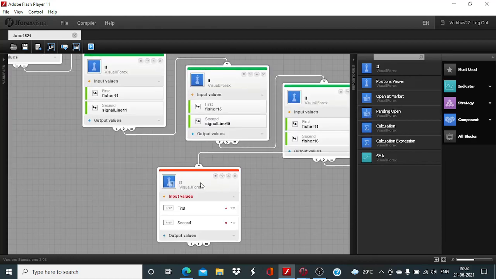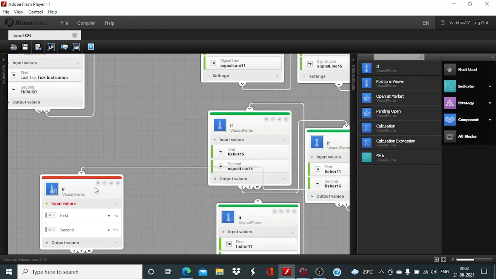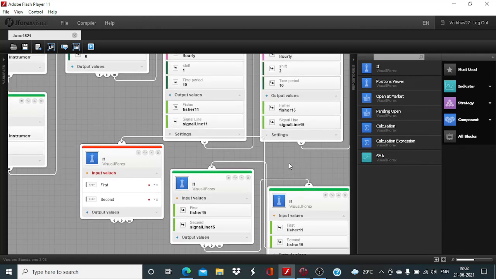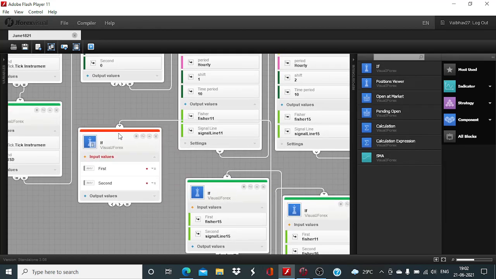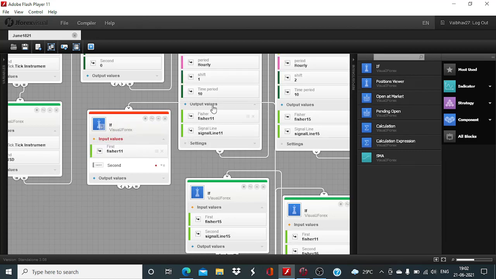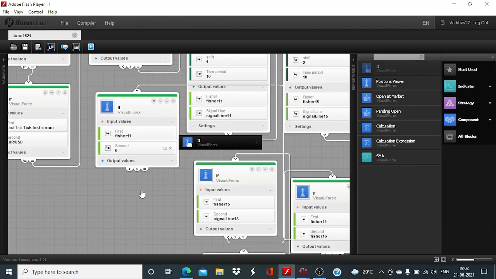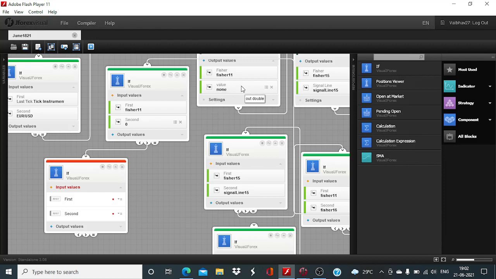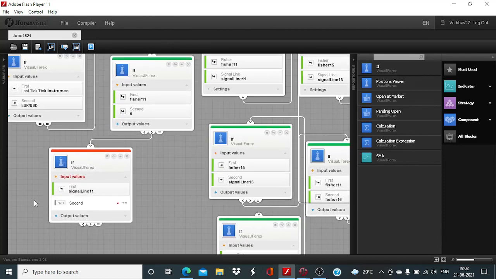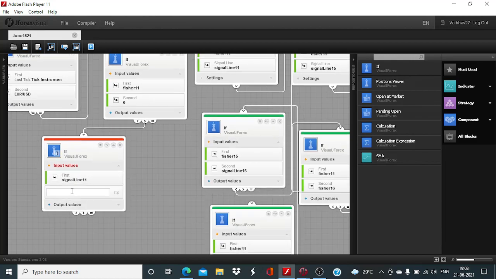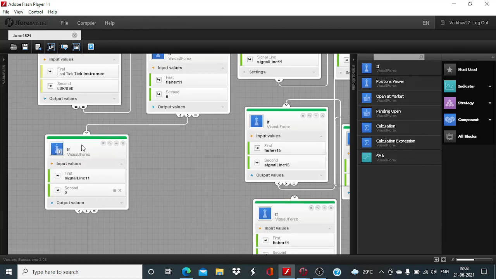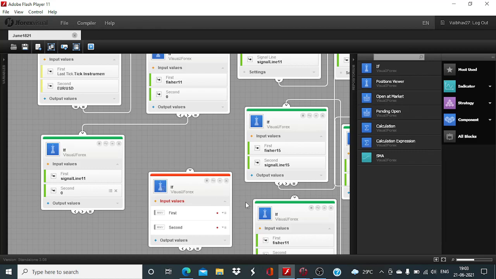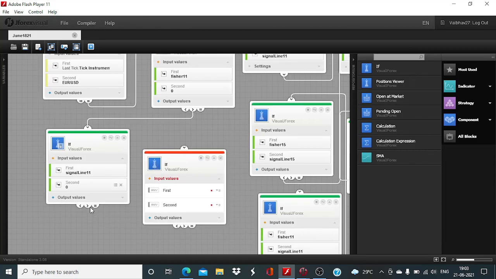And also, as I explained to you while looking at the chart, we also have to consider these outputs in comparison to 0, and both these outputs should be above 0. So we need to compare Fisher 11 with 0, and it should be in positive territory. So again first input greater than second input, and signal line 11 should also be above 0. First input greater than second input.